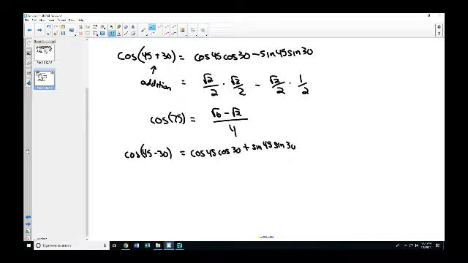Okay, so again, what's the answer going to be? Same, plus. So that's cosine of 15, right? Good? Yeah. You can handle that.